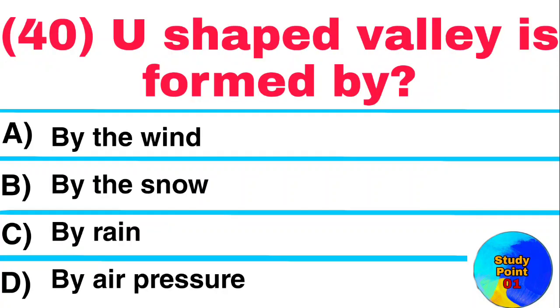Question. U-shaped valley is formed by A. the wind, B. the snow, C. rain, D. air pressure. Answer. By the snow.